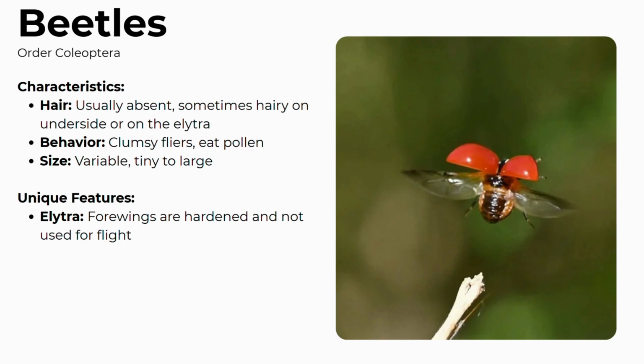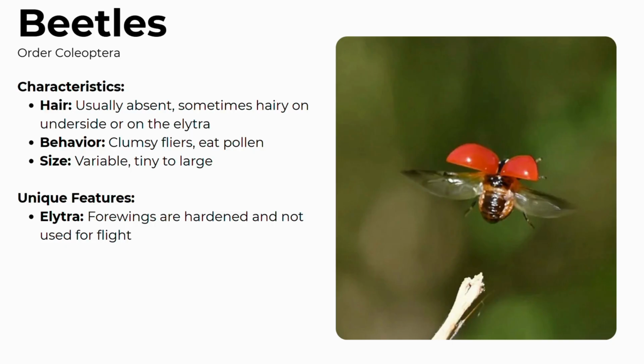As a very general rule, we usually describe beetles as being hairless, though we will see this is not true even just in the few groups that we will mention for this video. When we do see hair on them, we typically see it on the elytra or the underside of the abdomen. We generally describe beetles as clumsy flyers.